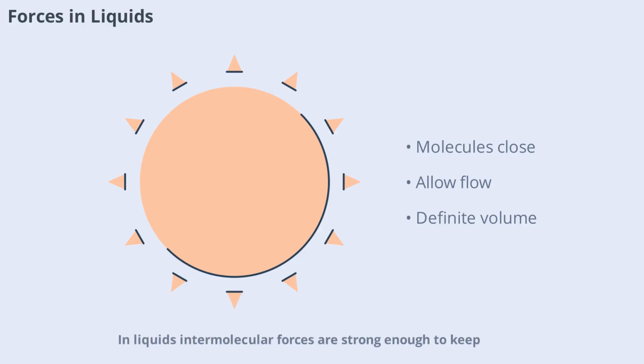In liquids, intermolecular forces are strong enough to keep molecules close together but not in fixed positions. This allows liquids to flow and take the shape of their container. The balance between these forces and molecular motion explains why liquids have definite volume but no definite shape.